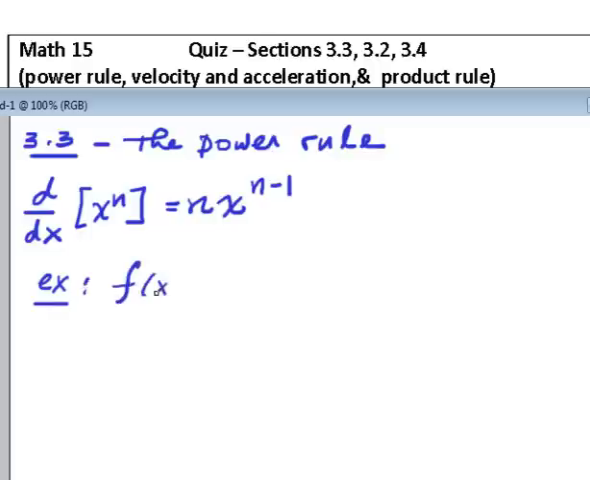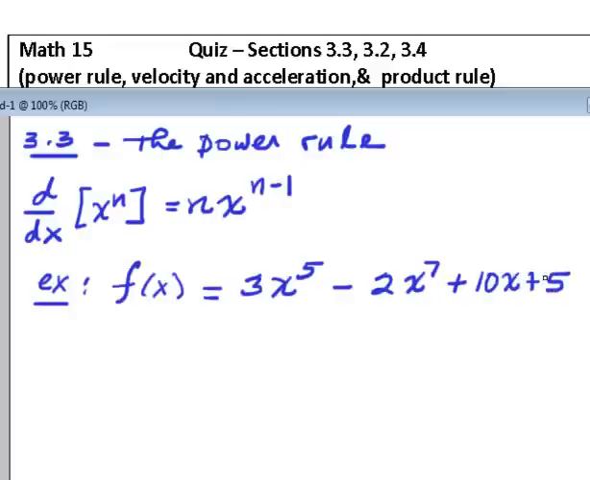All right, let's say we have f of x is equal to 3x to the 5th minus 2x to the 7th plus 10x, let's say, plus 5. All right, so here's the derivative. Now we're also using not only the power rule when we take this derivative, we're also using the fact that the derivative of a sum is the sum of the derivatives, so we can take the derivative of each term, one term at a time, and also the fact that we just leave the constants in front as we take the derivative. All right, so let's do that.